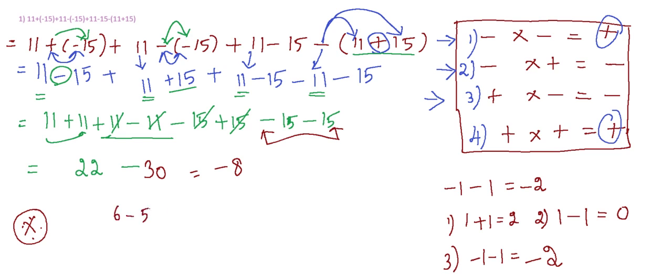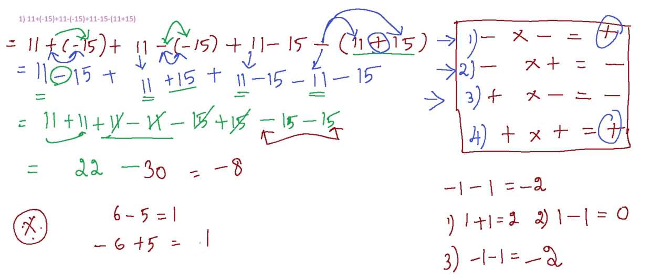What is 6 minus 5? 1. I think you don't have any confusion. What is minus 6 plus 5? So, minus 6 plus 5, you have differences in sign. So, you're going to subtract. Okay. So, the answer is 1.